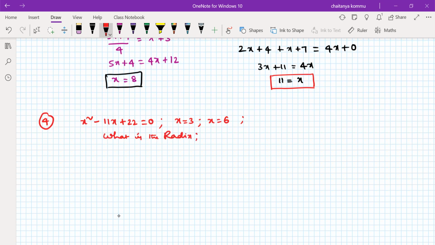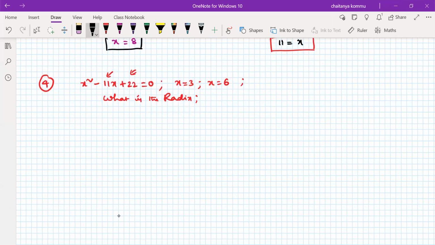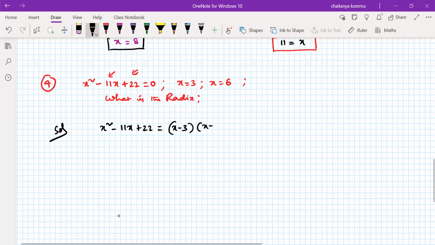So x is equal to 3 and x is equal to 6 are the roots for this one. Actually, with x equal to 3 and x equal to 6, the decimal number system is not possible. We are not at all getting the 11, we are not at all getting the 12 here, 22 here. Not possible to get that one. Okay. So what we have to do, very simple solution, we can get it there. What they are saying is that x squared minus 11x plus 22, its roots are nothing but x minus 3 into x minus 6.